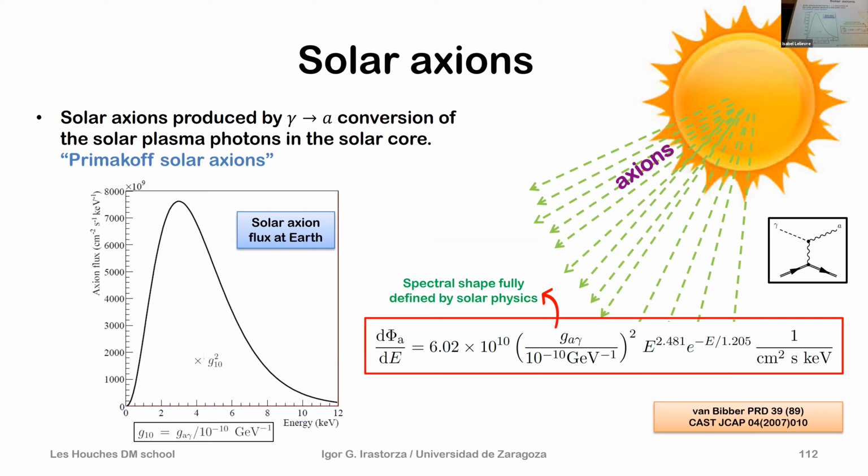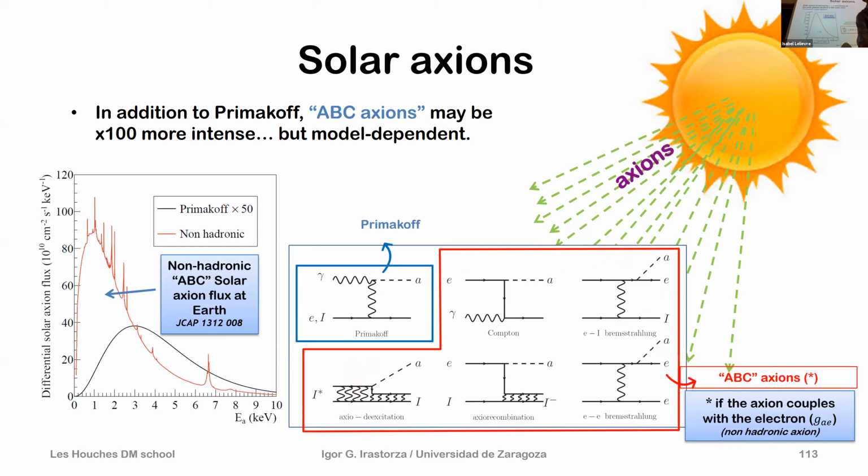So this is a parameterization of this flux. You see the energies here. We're talking about a few keV. So these are very different axions than the dark matter axions. We're talking about relativistic axions of keV energies. And this is basically the basic signal one looks for in an axion helioscope, an axion experiment looking for solar axions.